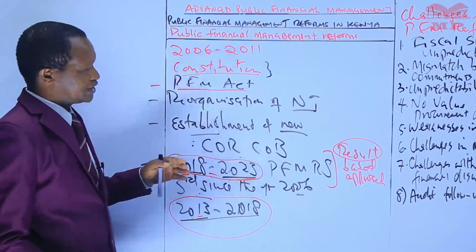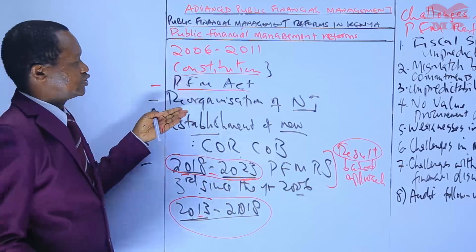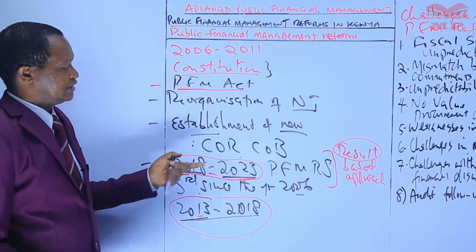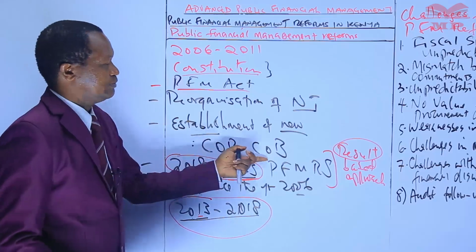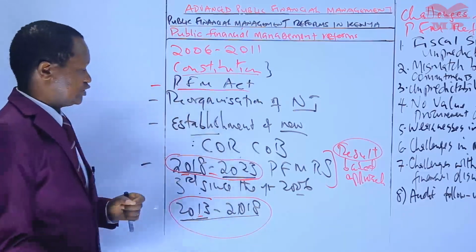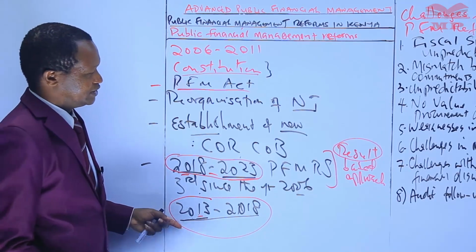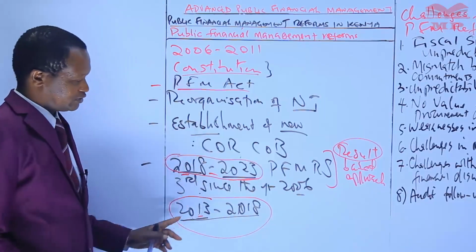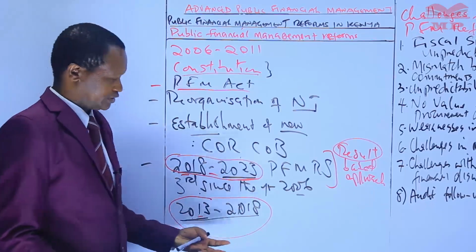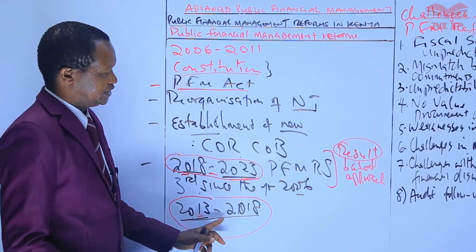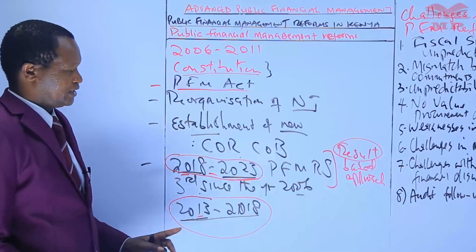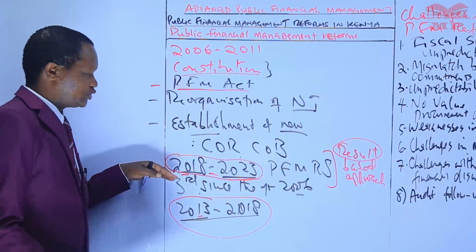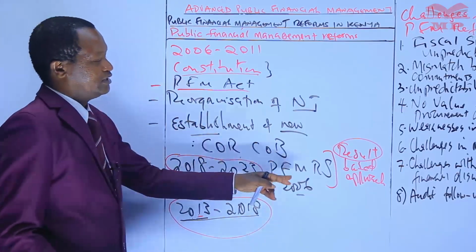One, the Public Financial Management Act, which was put in place. The Constitution also helped in the reorganization of the National Treasury and establishment of new institutional bodies, like the Commission on Revenue Allocation, the Controller of Budget, and so on. These are new offices under the new Constitution. Then there is the Public Finance Management Reform Strategy of 2013 to 2018. We highlighted some of the achievements of the reforms, or the specific reforms of the 2013 to 2018 Public Finance Management Reform Strategy. Now, building on it, we now have in place the 2018 to 2023 Public Finance Management Reform Strategy.